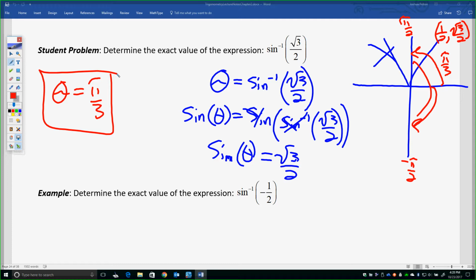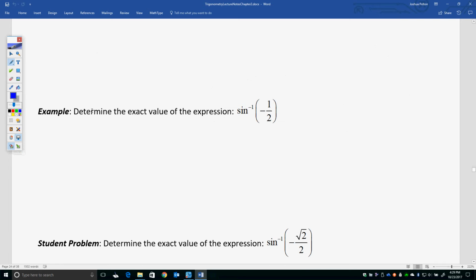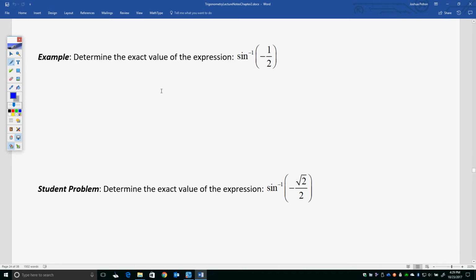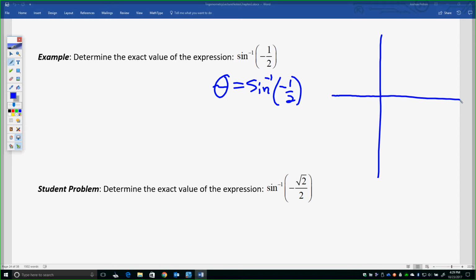Okay, let's try the next problem. Alright, so now we're going to stop writing out the algebra to work backwards. We're just knowing now that we're asking, what is the angle such that the inverse is negative 1/2? Well, again, if we draw our unit circle, you'll need to draw the unit circle either. This is just for reference for the lesson.